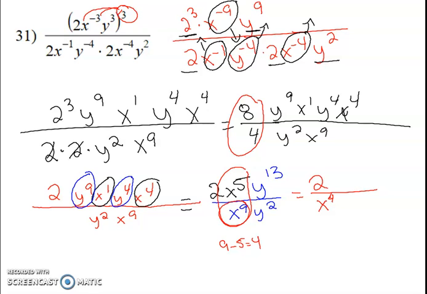Then I'm going to do y to the 13 minus 2 equals y to the 11, and I put it where the bigger exponent was. So that's on the top. Y to the 11th is the answer.